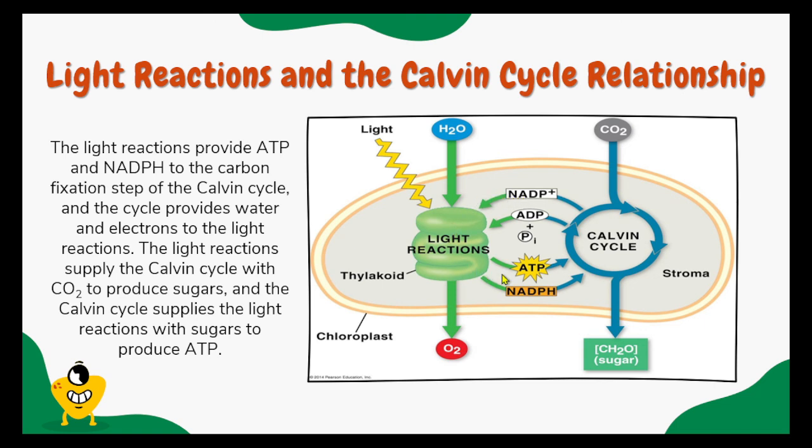So if you look at the bigger picture, the light reactions provide ATP and NADPH to the carbon fixation of the Calvin cycle, and the cycle provides water and electrons to the light reactions. The light reactions supply the Calvin cycle with CO2 to produce sugars, and the Calvin cycle supplies the light reactions with sugars to produce ATP. That is why these two major reactions are very important for photosynthesis.